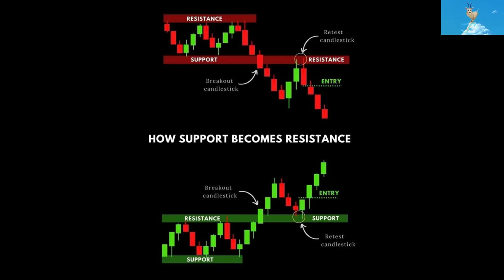After the breakdown, the price rallies back up. So the price came all the way back up. Where did it go? It went right back up to the level that used to be support. And then it get rejected. That rejection candle marked with the yellow circle, that is the retest candlestick. The price tested the old support from below, found out it had flipped to resistance and got knocked right back down.